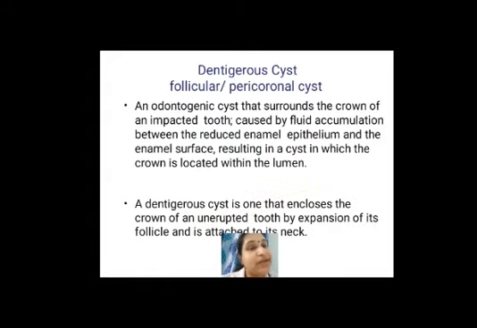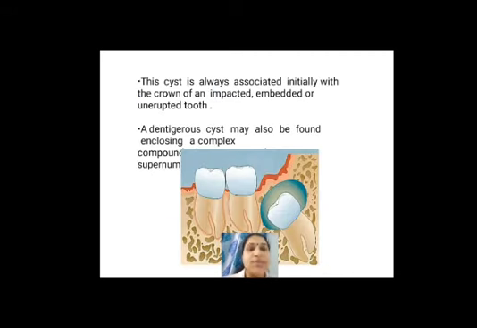The most common developmental cyst is the dentigerous cyst. Dentigerous cyst is also called a follicular cyst. It is a developmental odontogenic cyst that surrounds the crown of an impacted tooth, and it is caused by fluid accumulation between the reduced enamel epithelium and the enamel surface, resulting in a cyst in which the crown is located within the lumen. The most common cyst associated with an unerupted tooth is the dentigerous cyst.